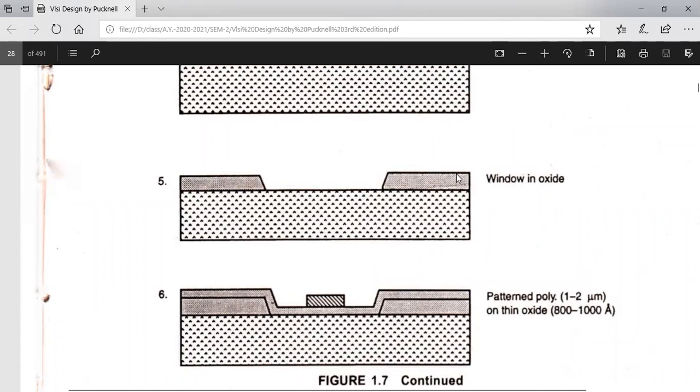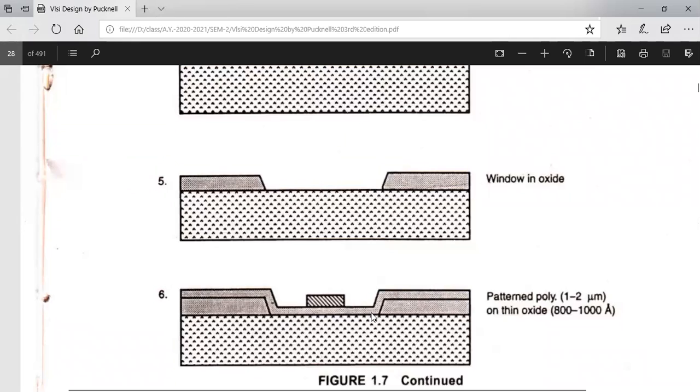Previously a thick oxide was formed, this time a thin oxide is formed, as you can see in figure number 6. It is generally in the range of 0.1 micrometer in thickness. So what we can observe from 5 and 6 is that in the window created after the oxidation process, some thin oxide is also formed.